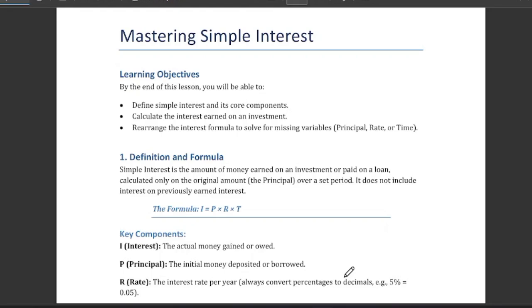So let's start with the first one. The definition and the formula. So when we talk about simple interest, it is the amount of money earned on an investment or paid on a loan. Let me give you an instance.